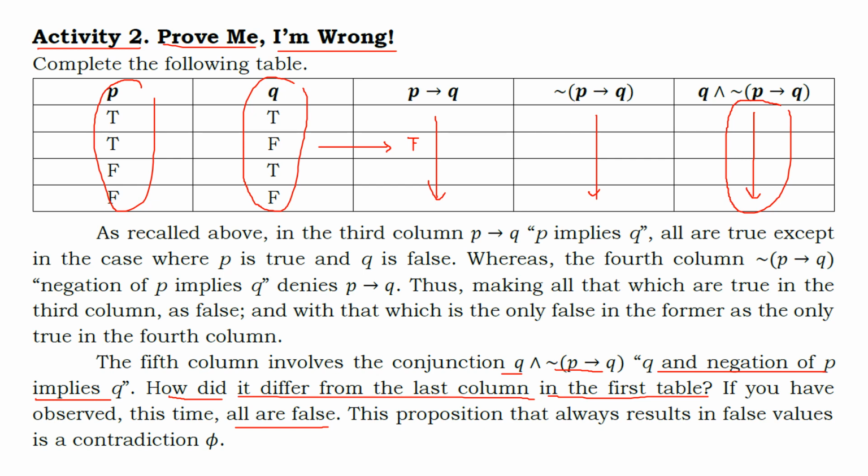A proposition that always results in false values is called a contradiction. We simply use this symbol to represent that contradiction. So all these values under your fifth column will be false. That's why this truth value column will now represent your contradiction or fallacy.